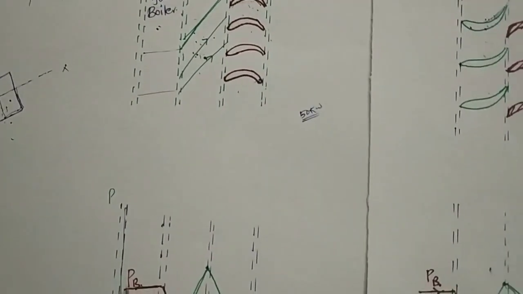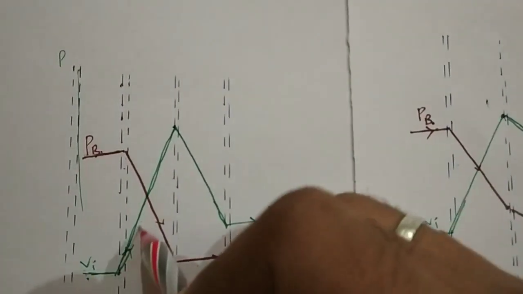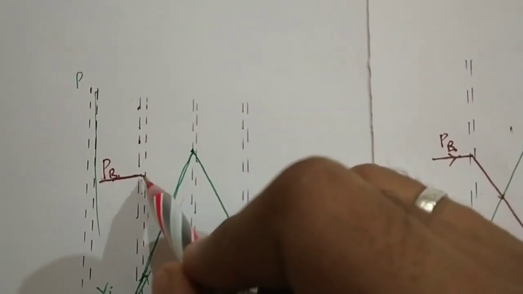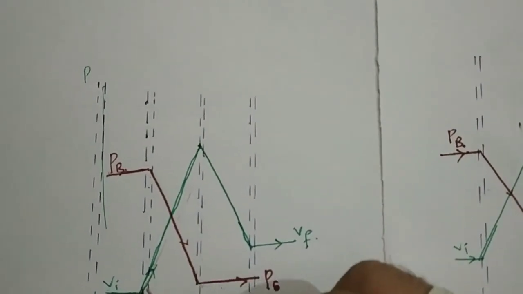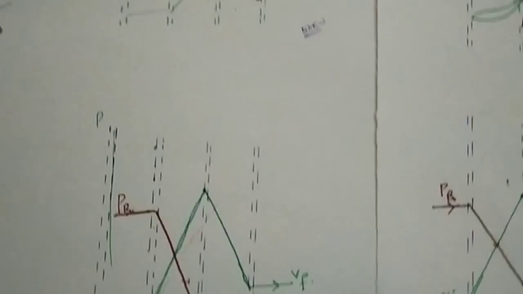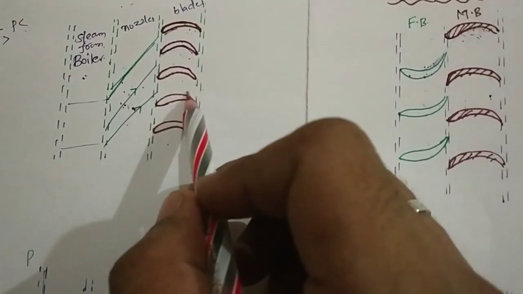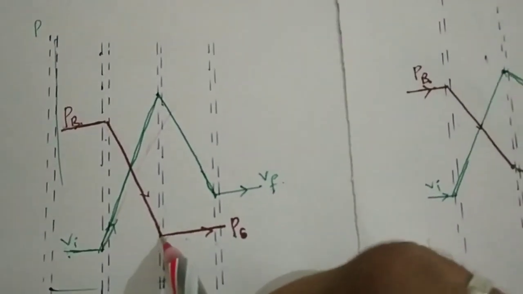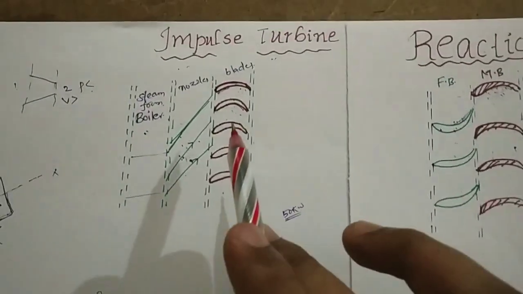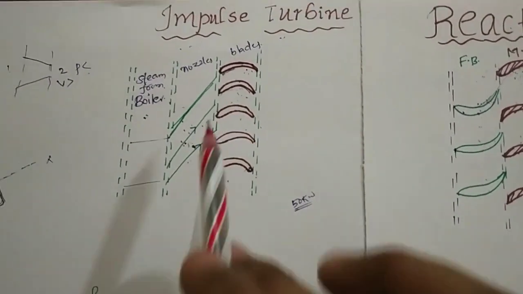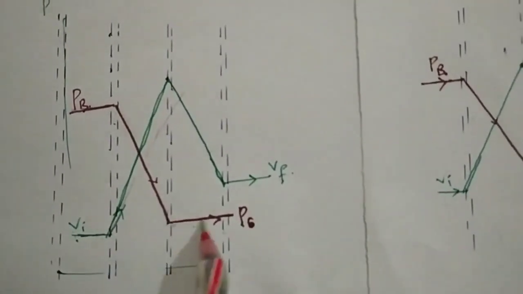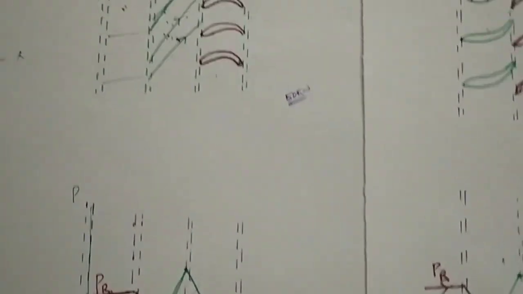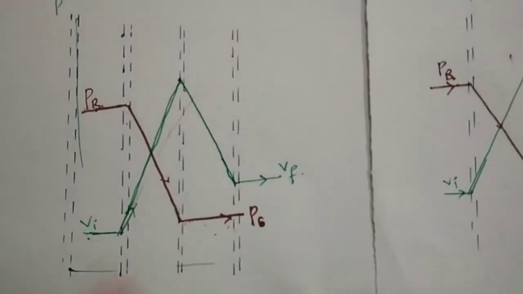Here, in the boiler, when the steam is entering the nozzle, you know its velocity increases. This green line indicates the velocity and this red line indicates the pressure. Velocity increases and pressure decreases in the nozzle. Coming to the moving blades, what will happen here? In the moving blades, the velocity is decreasing. Here the pressure is constant in the case of the impulse turbine. See, the pressure is constant. That means in the impulse turbine, the pressure will be constant in the moving blade. This is the third point.